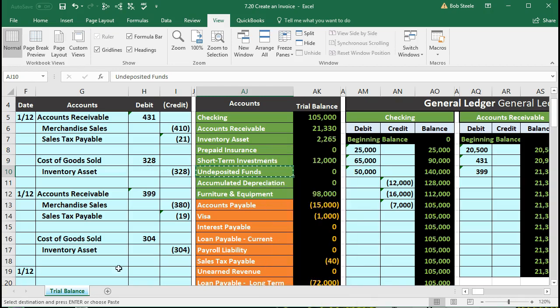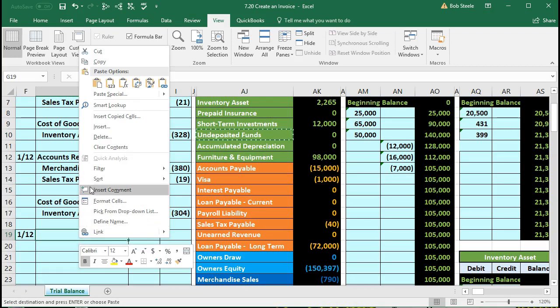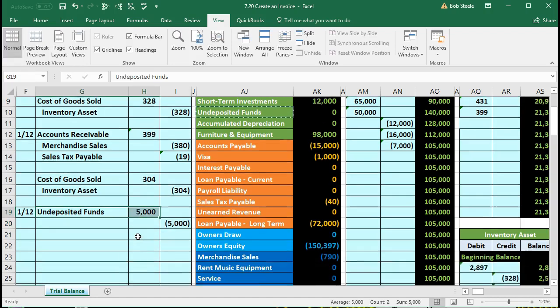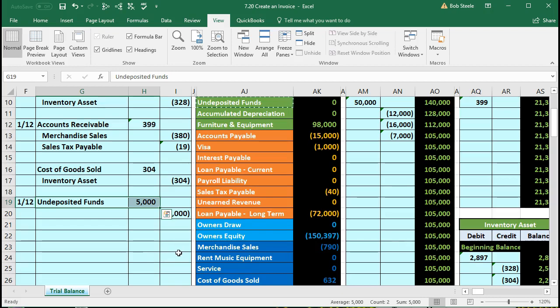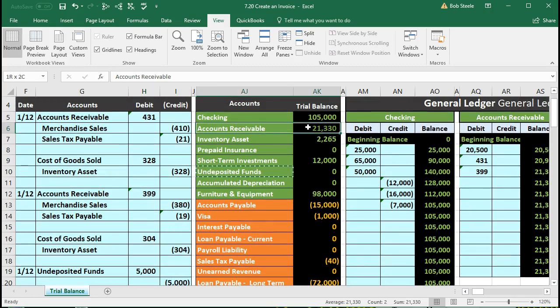Right-clicking and copy. We will put that on top in cell G19, right-click and paste 1, 2, 3. The amount then is going to be for the 5,000. So we'll enter the 5,000 in the debit section. Then we're going to have a credit for something of 5,000. And the reason we got this money, we got a check in the mail, is not because we earned it at this point in time, but because we earned it at some prior point in time and now are receiving payment for it. That's the account of accounts receivable.